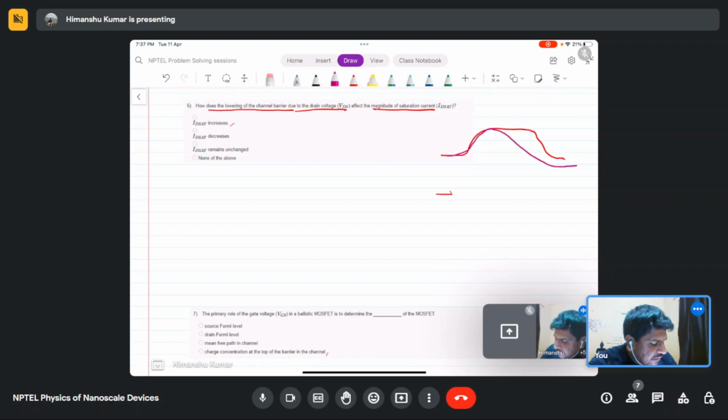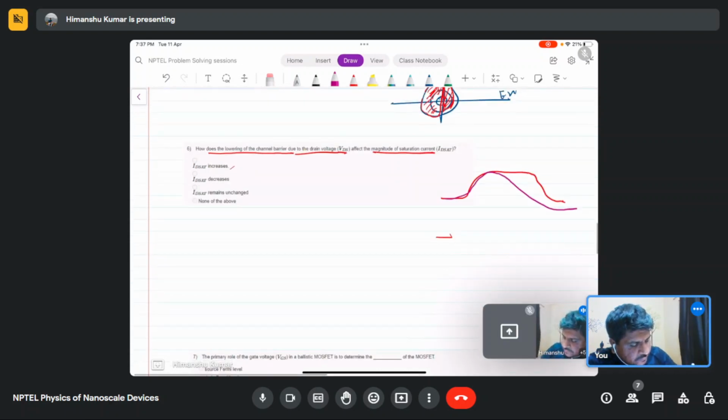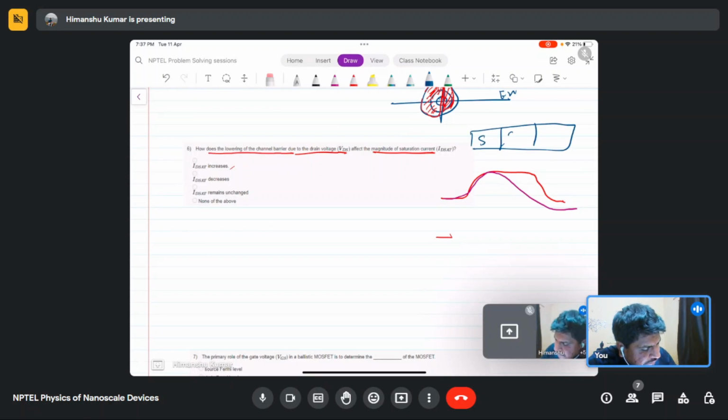Band diagram. Let me clarify for completeness. If this is the source, channel and drain region, this is the source, this is the channel, and this is the drain, and I am drawing the band diagram along this cut line.